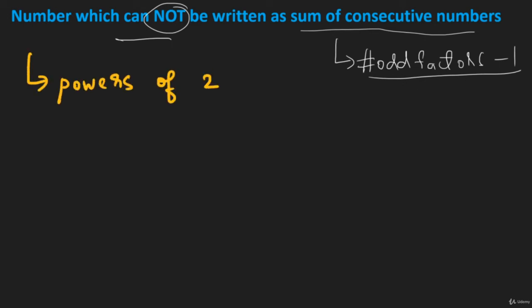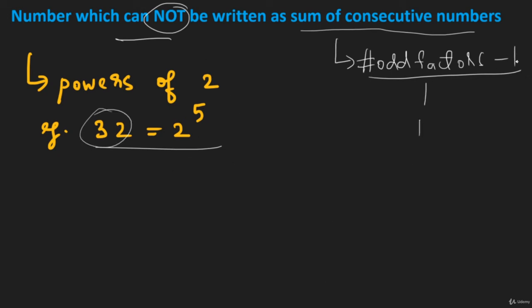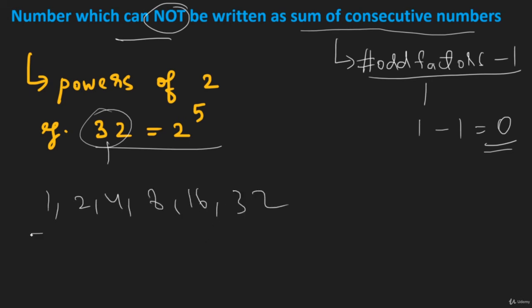Any number which is a perfect power of 2 will not have any odd factor. Let's take an example. Say you have the number 32, which is 2 to the power 5, right? Now, the factors of 32 are all even, right? Except 1, right? And 1, if you write it as 1, again you have to subtract 1 from it, so that would be 0. So other than 1, there is no factor of 32 which is odd. So what are the factors of 32? It's 1, 2, 4, 8, 16 and 32. These are the 6 factors, right?